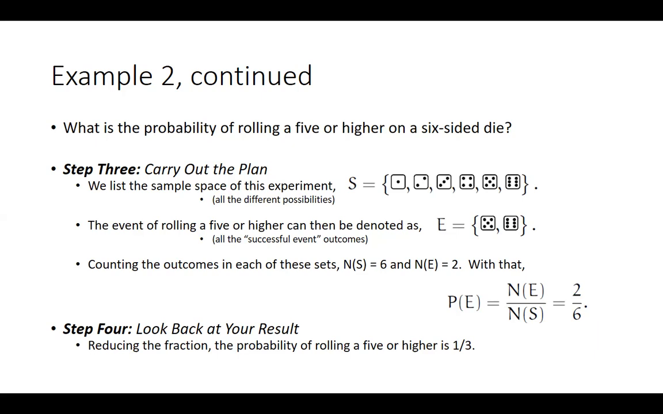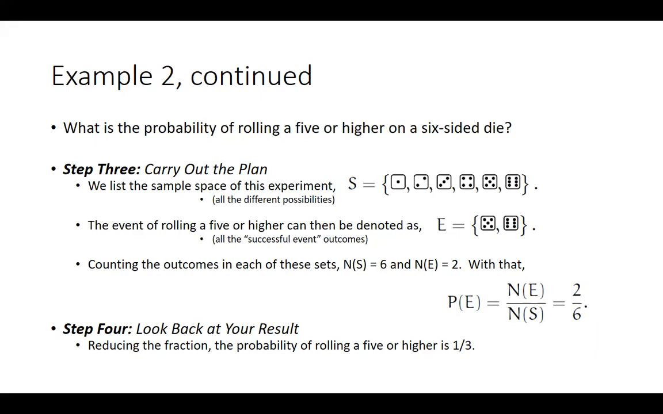The event of rolling a 5 or higher can then be denoted as the set E, which would just be 5 and 6. A 5 or higher can only be a 5 or a 6 on a 6-sided die. These would be all of these successful event outcomes.